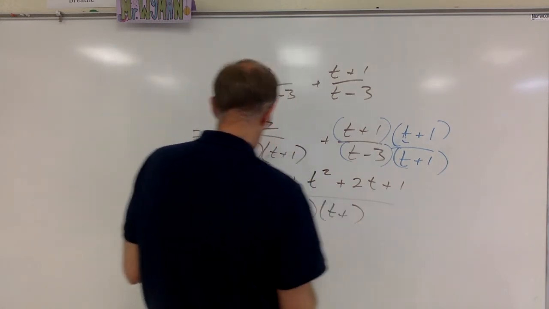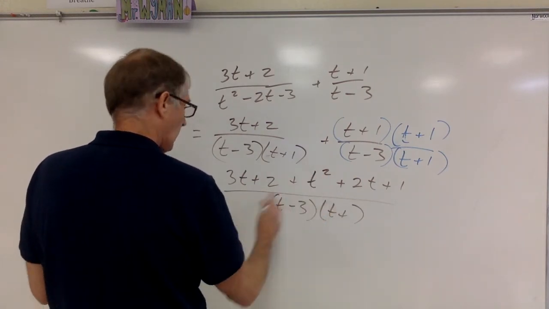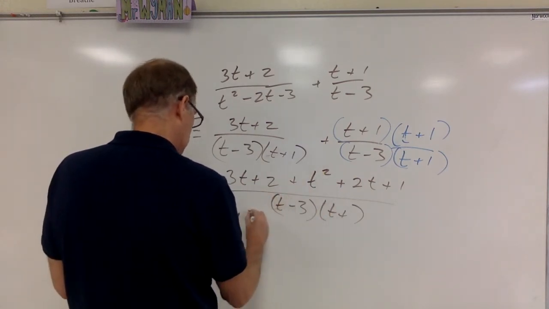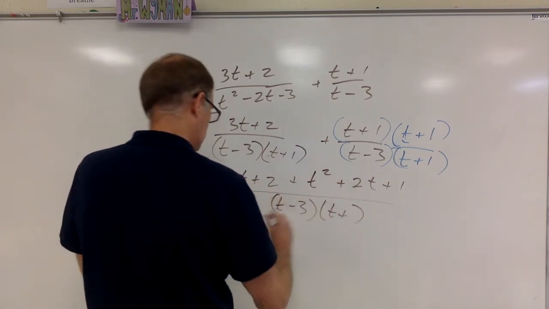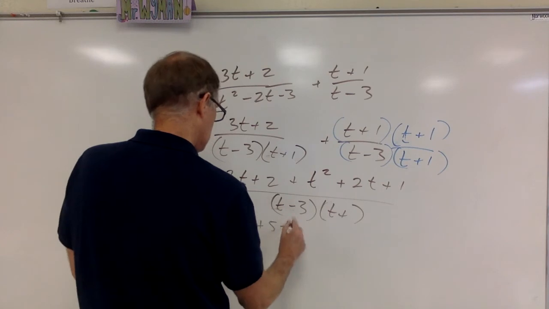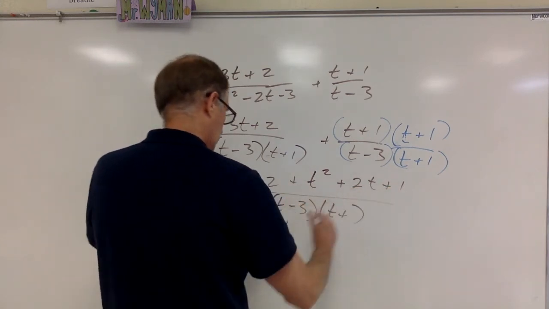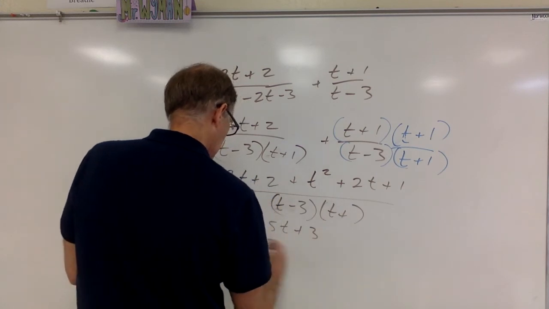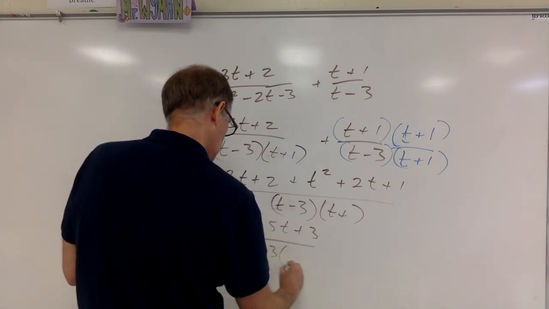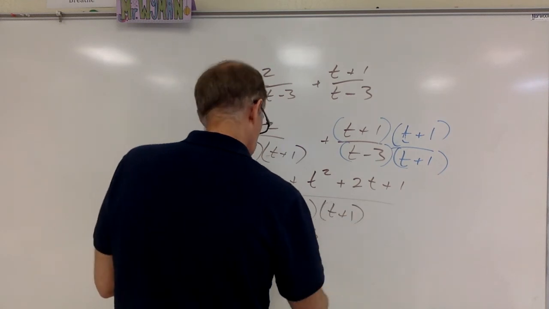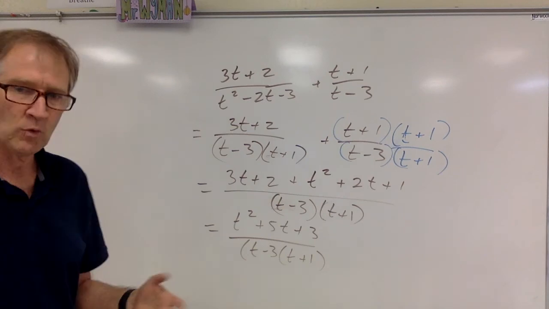t plus 1. So now we can combine any like terms going from the highest degree down. So t squared, and I have 3t plus 2t is 5t, and then 2 plus 1 is 3. We can't factor that. That's going to be over t minus 3, t plus 1. And we're done with that.